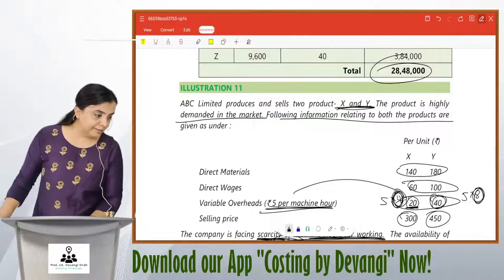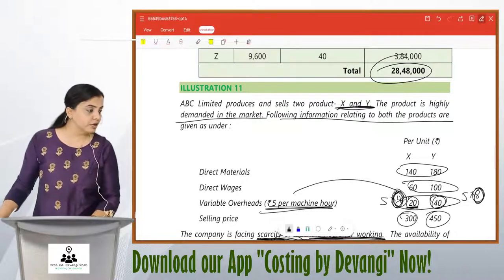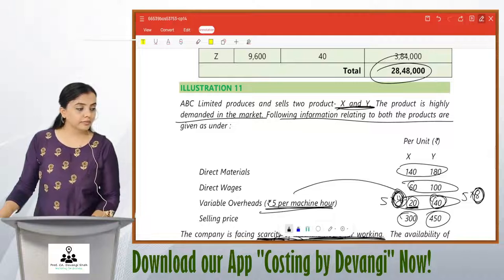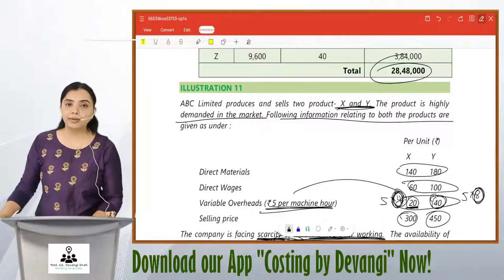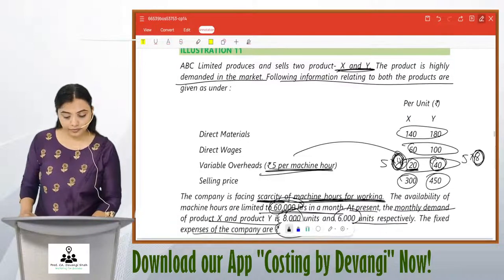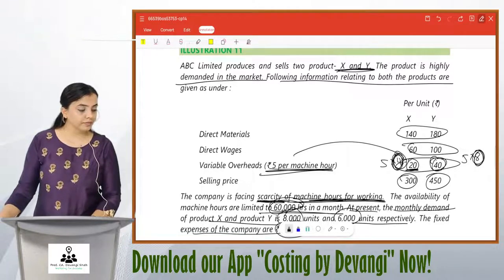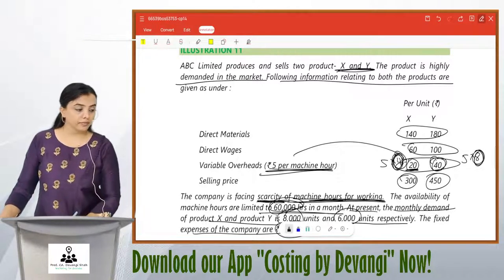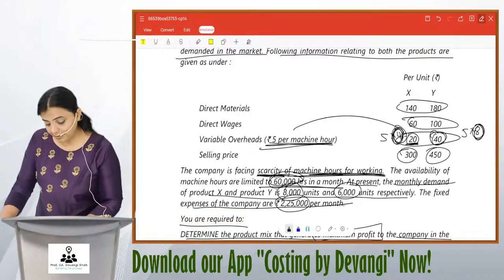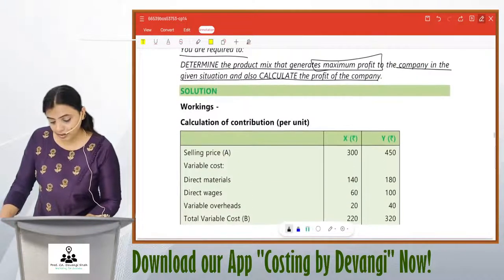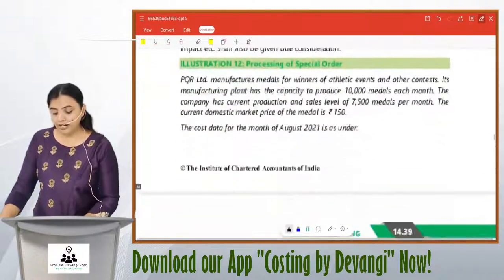May I know your name, please? Who is requesting for service costing? Yes, please. Who is requesting for service costing? May I know your name, please? Okay. I hope that you have understood this.